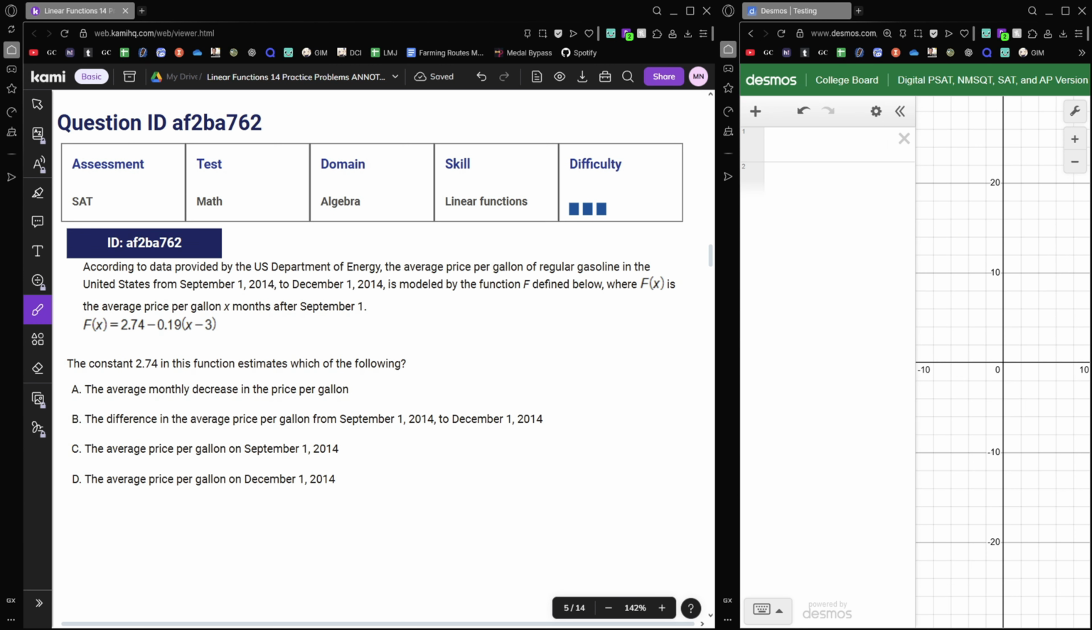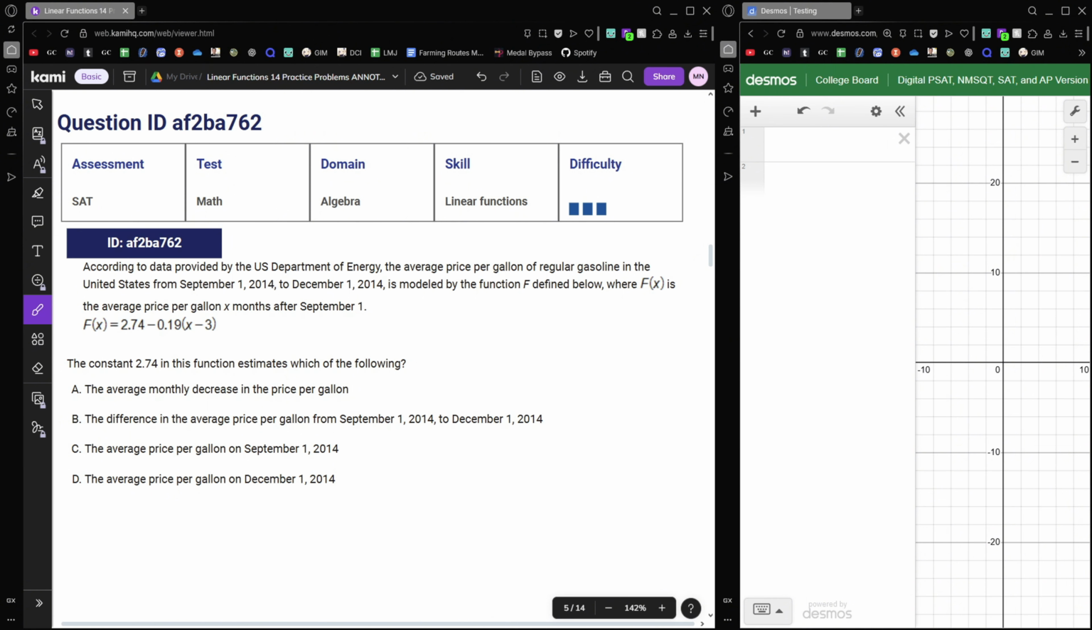Question number 5. According to data provided by the US Department of Energy, the average price per gallon of regular gasoline in the United States from September 1st, 2014 to December 1st, 2014 is modeled by the function f defined below, where f of x is the average price per gallon x months after September 1st. The constant 2.74 in this function estimates which of the following?